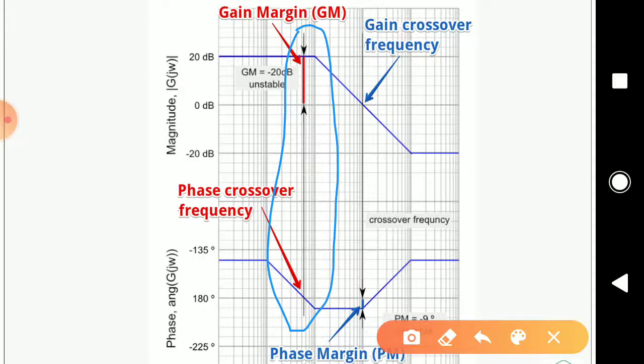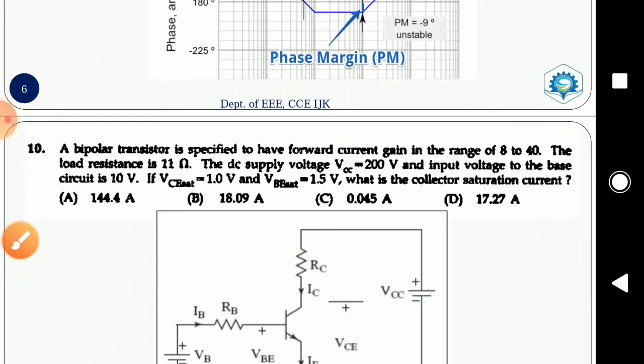Similarly, if you are checking the phase margin, it has been given. You can check over here at the bottom. The phase margin will be the phase difference from 180 degrees when the corresponding gain is 0 dB. So it is just for your refreshment. We can move on to the next question.